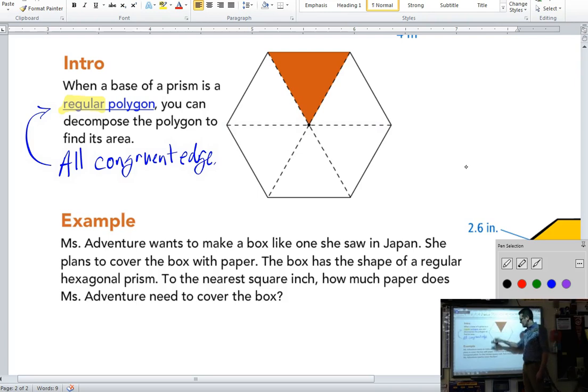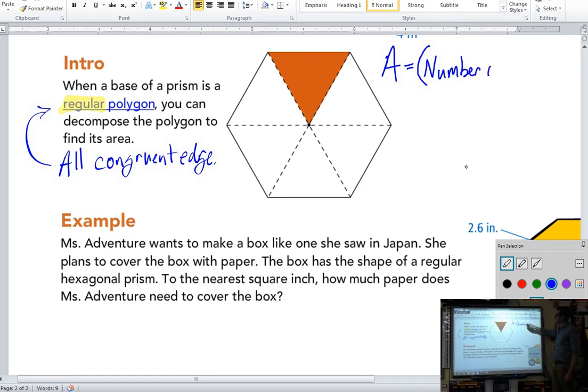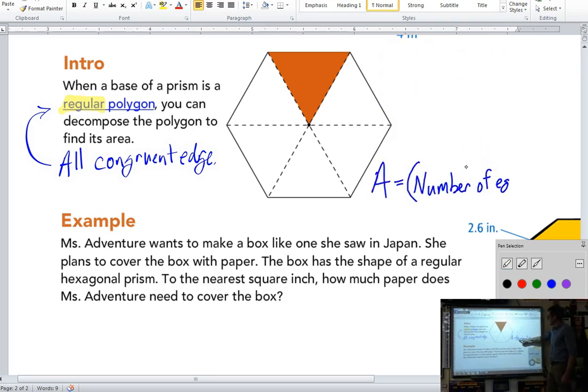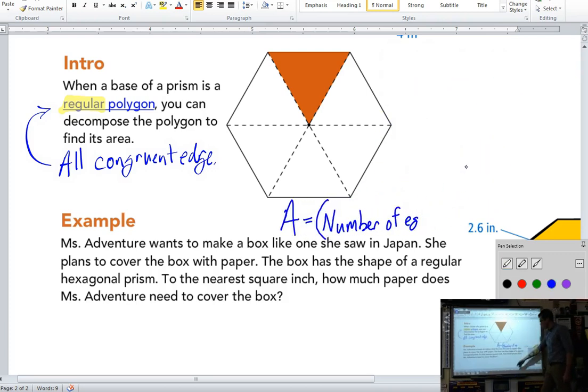Or the easiest way that will work with any regular polygon to find your area, please write this out, okay. is the number of edges. I'm going to run out of space, so I'm going to shift this down. You can write it wherever you want, but I'm going to run out of space. Number of edges. Just put the sign for number.